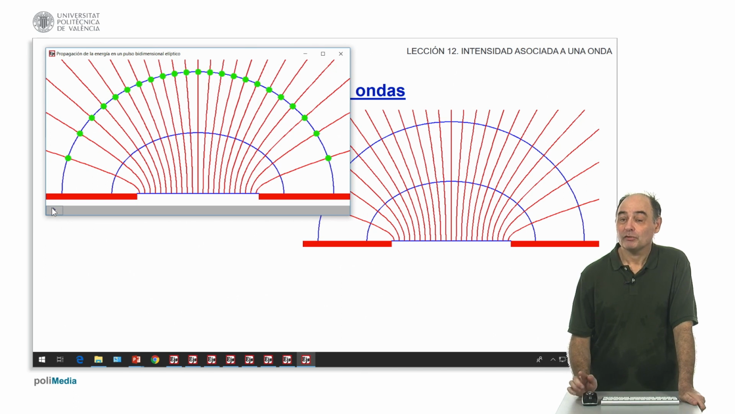Relevant to these questions is that the rays, the red lines, are perpendicular to the fronts and have the shape that you see there. As a consequence, you will notice that here there is a higher energy density. There are more coins per meter than here, or than on the opposite side.